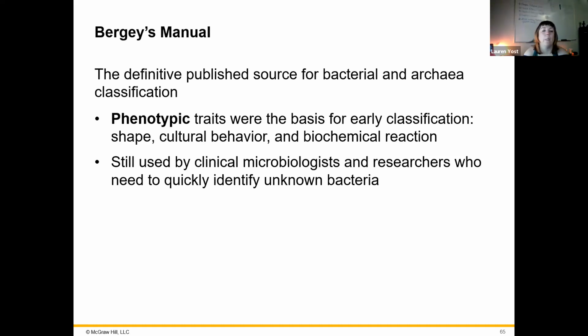So Bergey's Manual, these are traits of these organisms that we would use to determine what they are, already determined based on studies done by other people. So they compiled it together in this manual. It uses phenotypic traits, which is what you would observe, right? So the color of the organism, the size, the shape, the colonies, as well as biochemical traits. And we can also use genetic traits now.